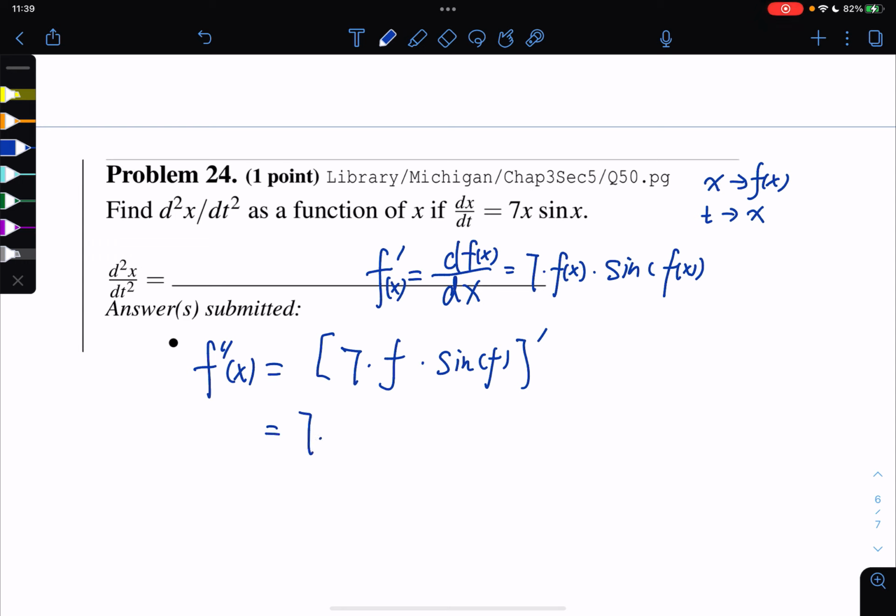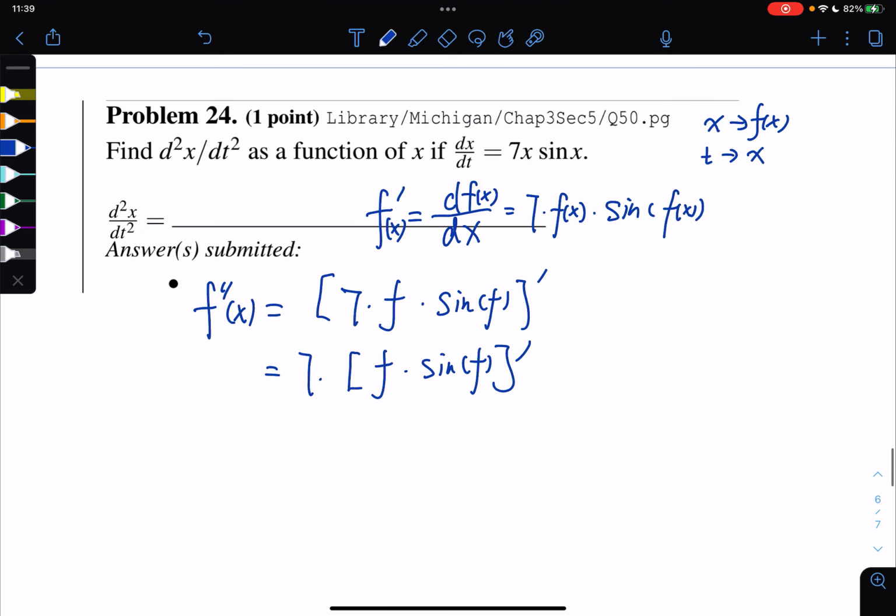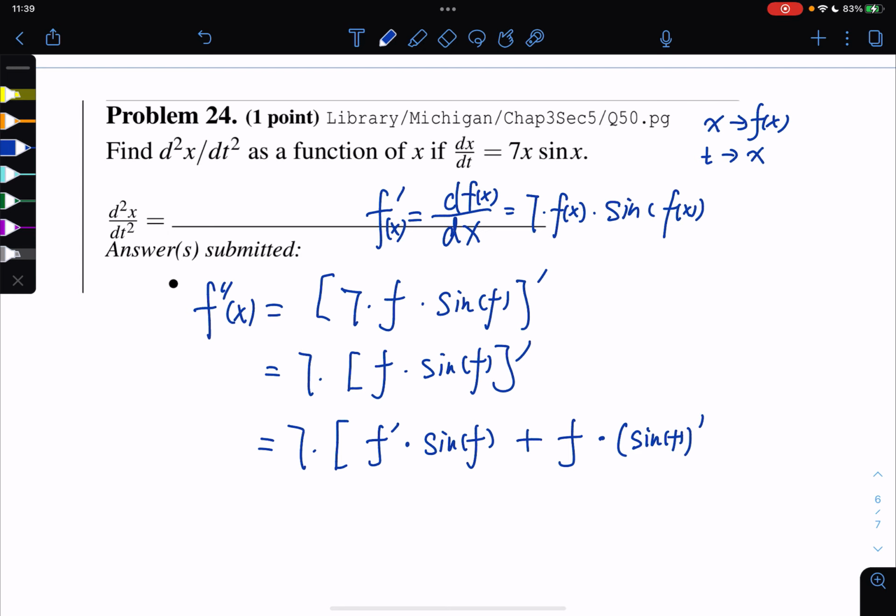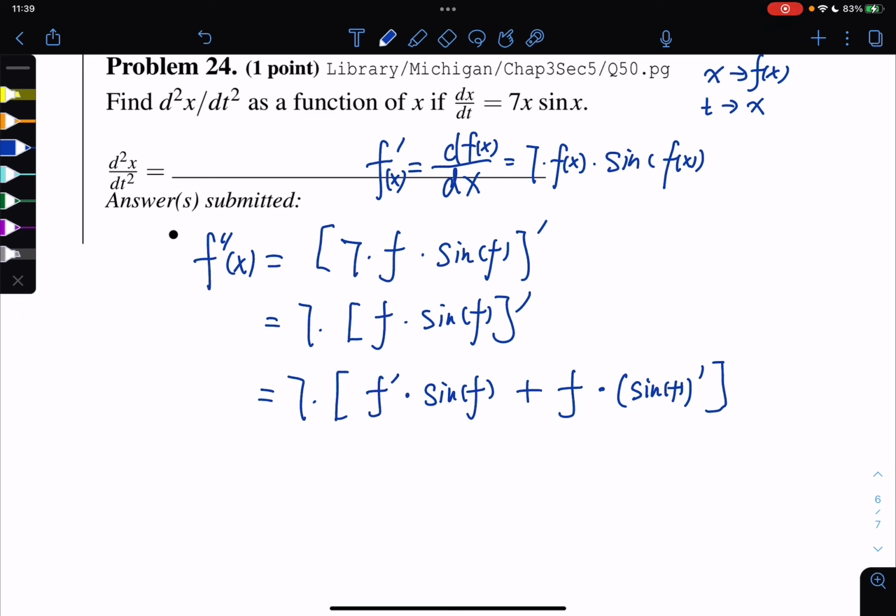Well, 7 is a constant, so I can ignore it by putting it out. Then the rest is a multiplication of two parts, so I'm going to use the product rule. So it's 7 times the derivative of the first function times the second part, added to the first function multiplied by the derivative of the second half. Be a little bit careful here. The second half actually is sine of f. That's the function sine x and f of x, two parts put together.